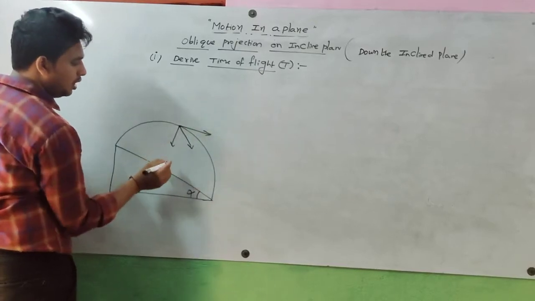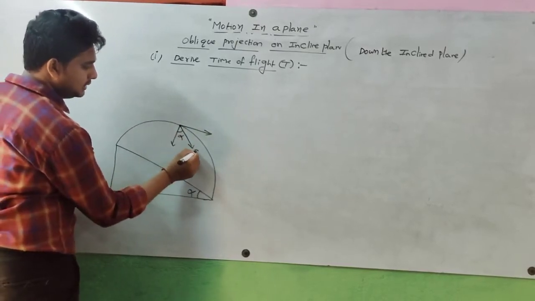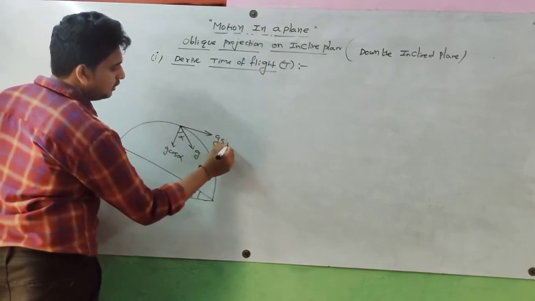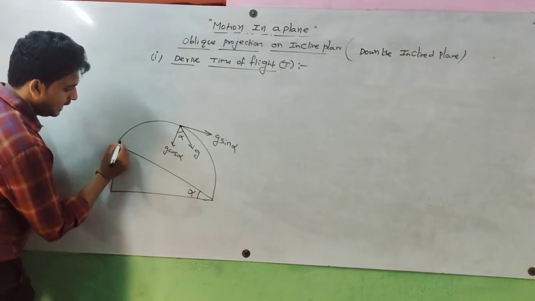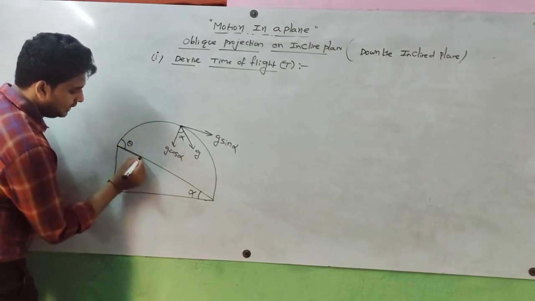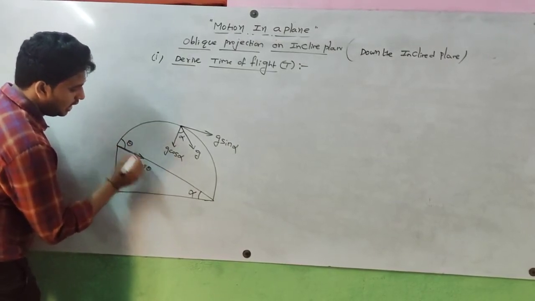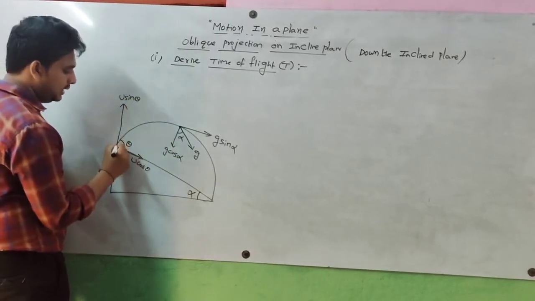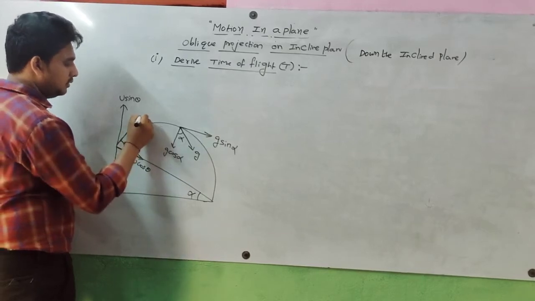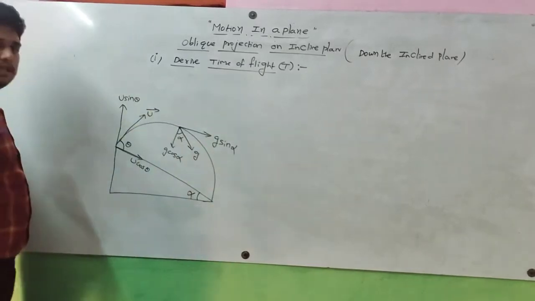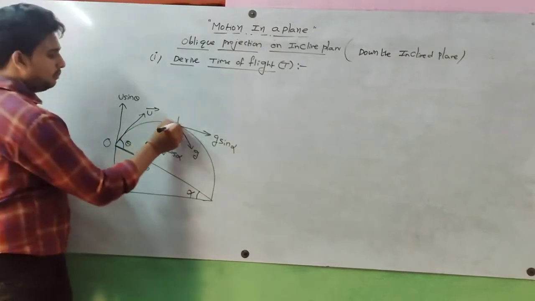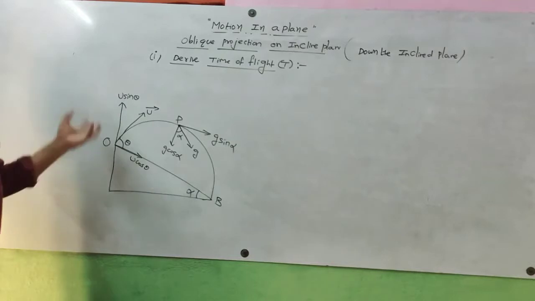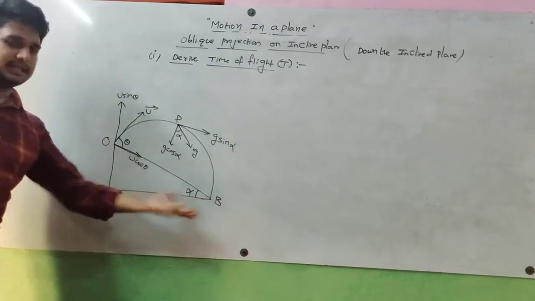Gravity resolves into two components. Here it is alpha, this is g, this is g cos alpha, and this is g sin alpha. Here it is angle theta, so the velocity should be split into u cos theta and u sin theta, and here it is the velocity vector u bar. This is point O, this is point P, this is point B. This is oblique projection down the inclined plane.